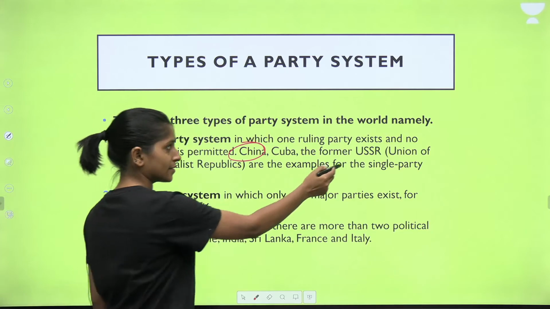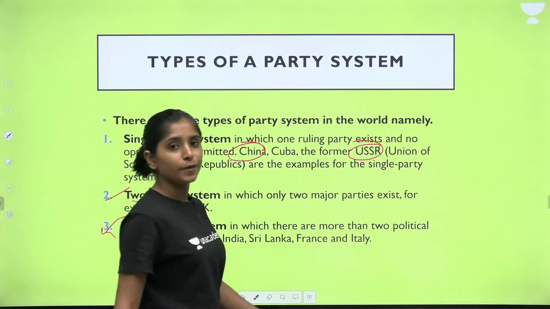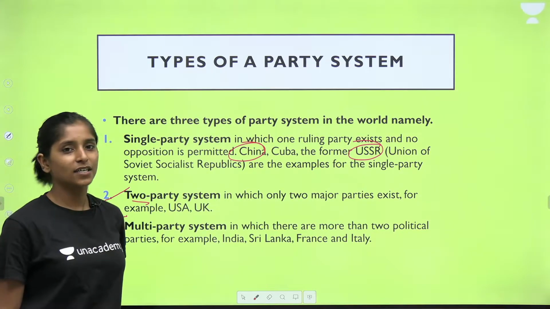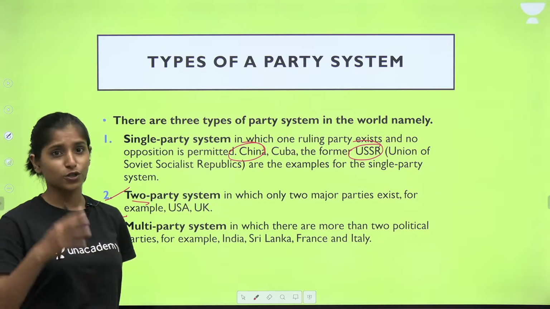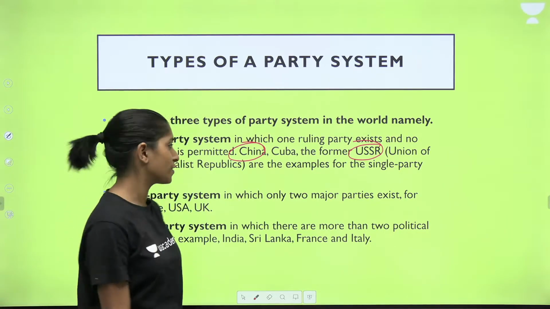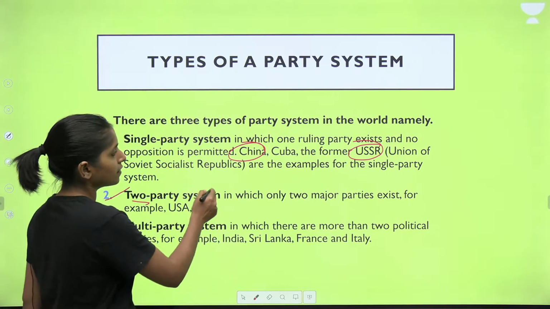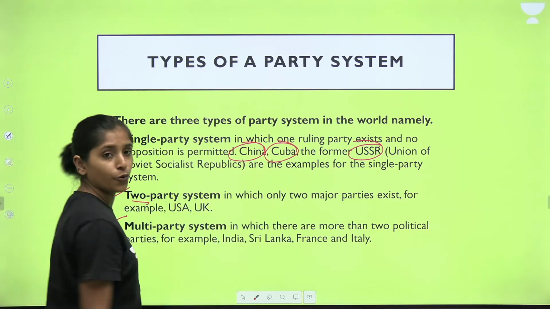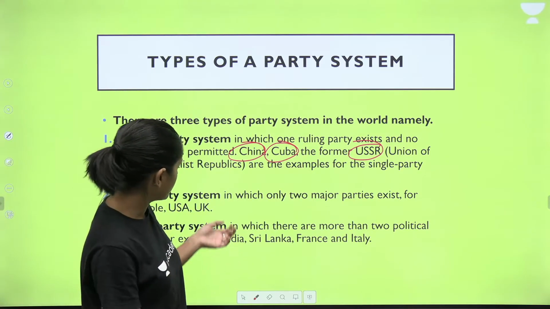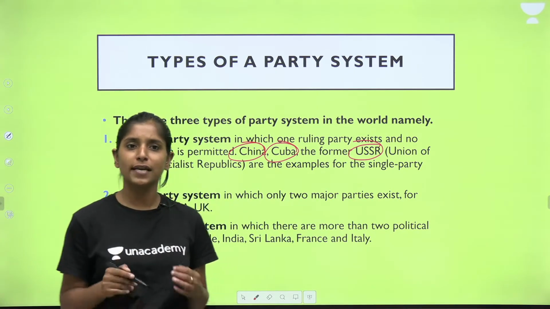In the former USSR, there was only one party, the Communist Party, the Bolshevik party created by Vladimir Lenin, that was the only party which was ruling the USSR throughout. You must have read about it in class 9 in the Russian Revolution. Then there are Cuba and Fidel Castro, which you will read about more in class 12. So yeah, these are examples of single party rule.